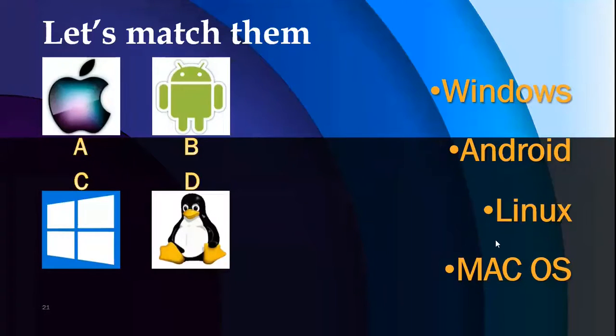Okay, let's continue. I'm very happy. Thank you. Okay, the next slide. Before this next slide, I will repeat it again. Windows is C, Android is B, Linux is D, and macOS is A. Let's continue to the next. Okay.